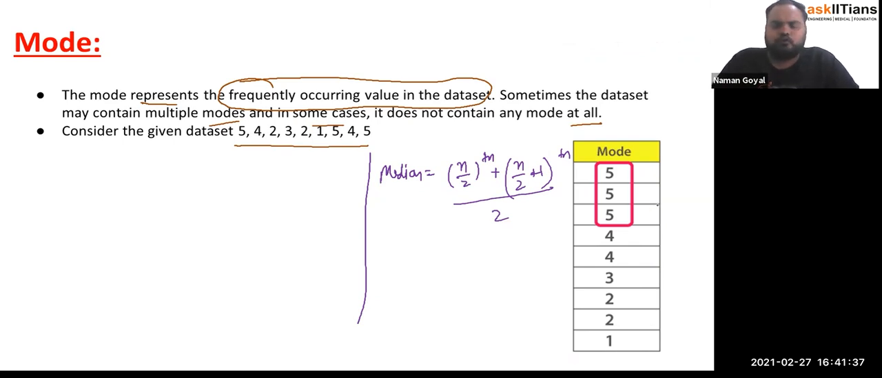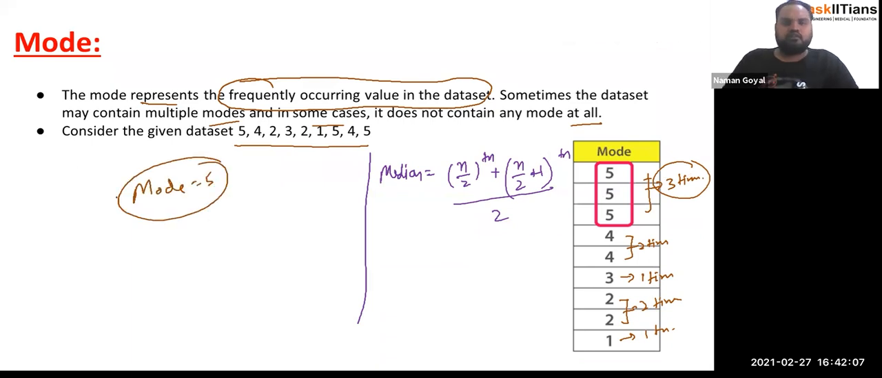Okay, if you don't want to arrange them, this is enough. Fine, this is fine. So if you see, 5 comes 3 times, 4 comes 2 times, 3 comes 1 time, 2 comes 2 times, 1 comes 1 time. So 5 comes more, so 5 is the mode of this particular data. Mode is what? 5. Simple as that.